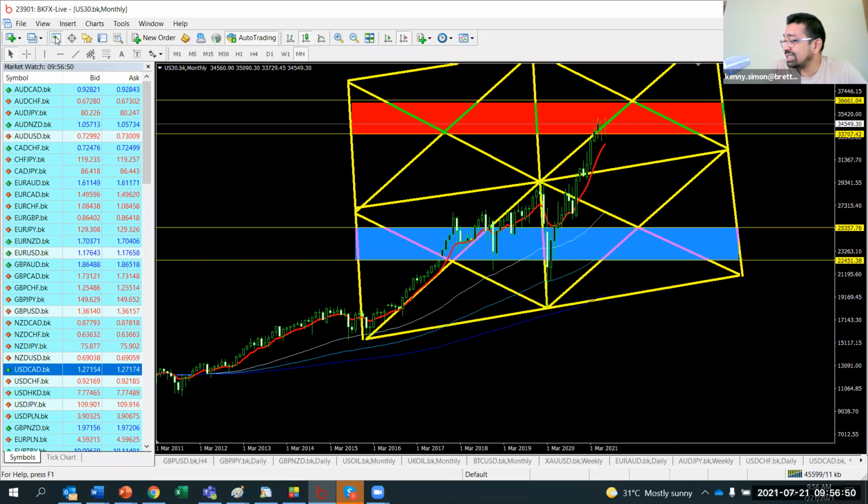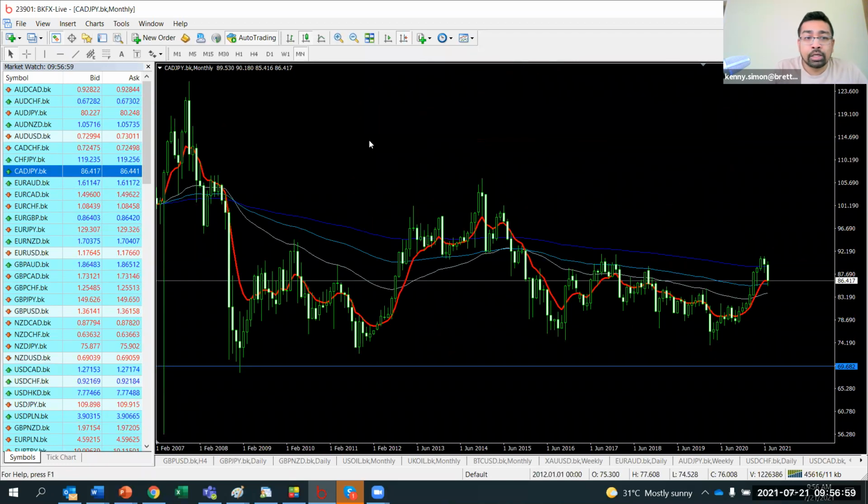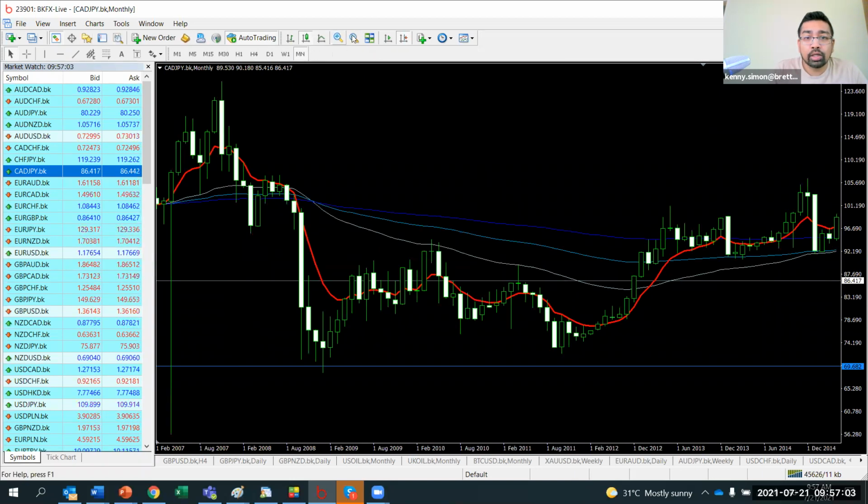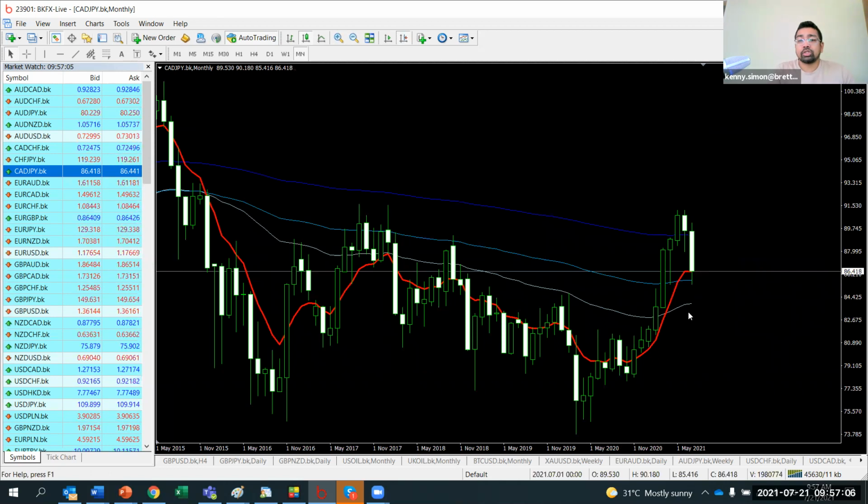So CADJPY, very interesting, NZDJPY as well. So we can always take a look at CADJPY right here. Okay, so what's happening to CADJPY as we look at this on the monthly chart itself? It looks like it's got more room, perhaps to the downside, but it's found resistance right here. It got more resistance as well. It has actually gone price right now. It's already trading under the 86.50 psychological number.